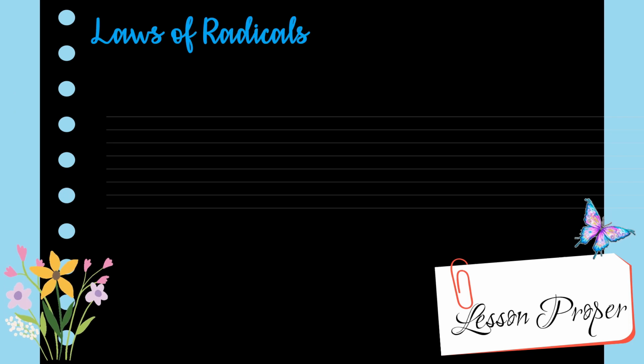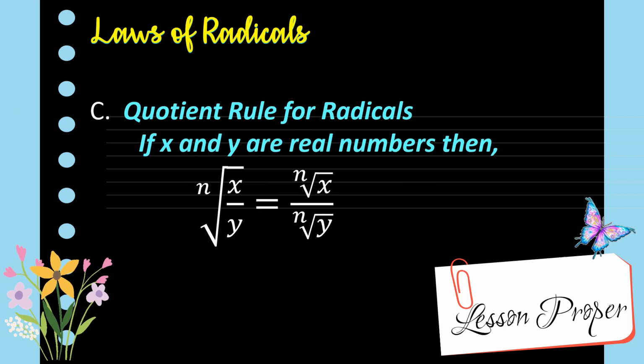And thus, the third law of radicals, or the quotient rule for radicals, states that if x and y are real numbers, then nth root of x over y is equal to nth root of x over nth root of y.